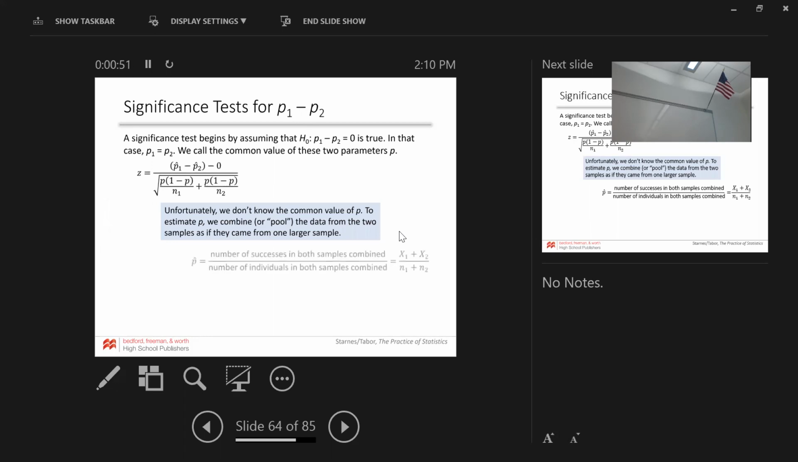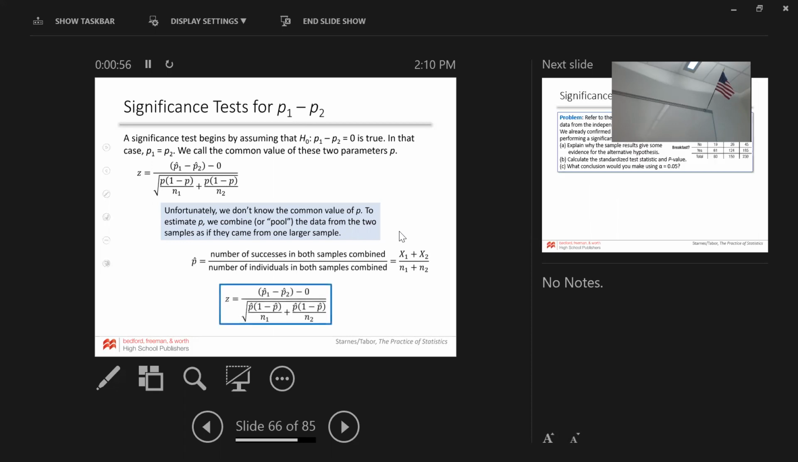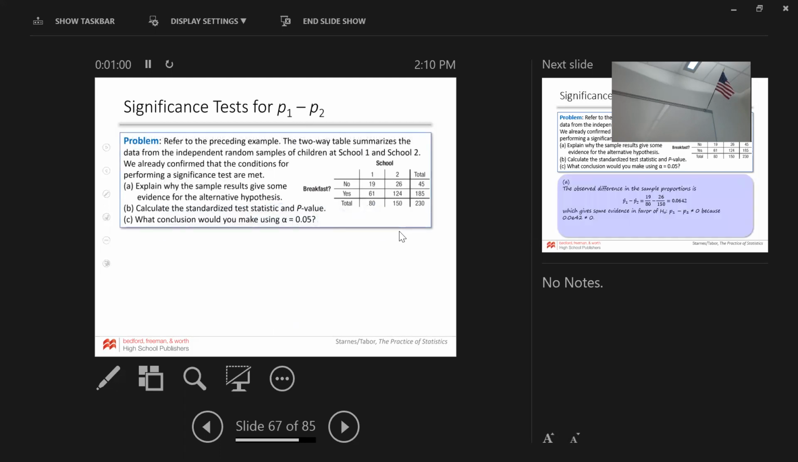So what happens here? They're saying we're not going to do this. We're never pooling data. All right. So this is the problem you just did. They made a two-way table. It says, what conclusion do you make using alpha of 5%?